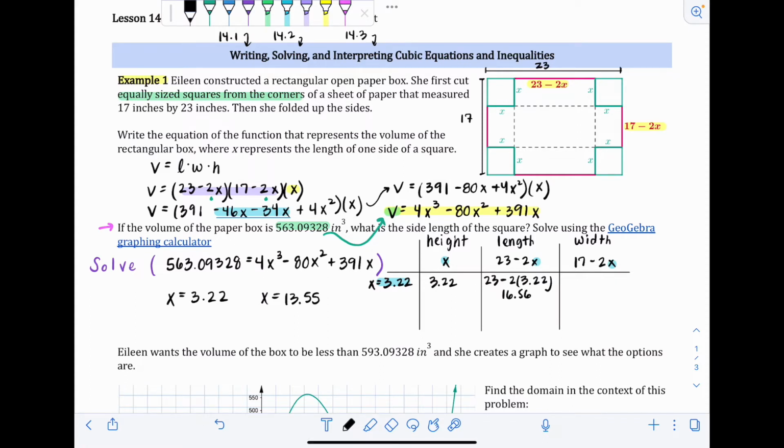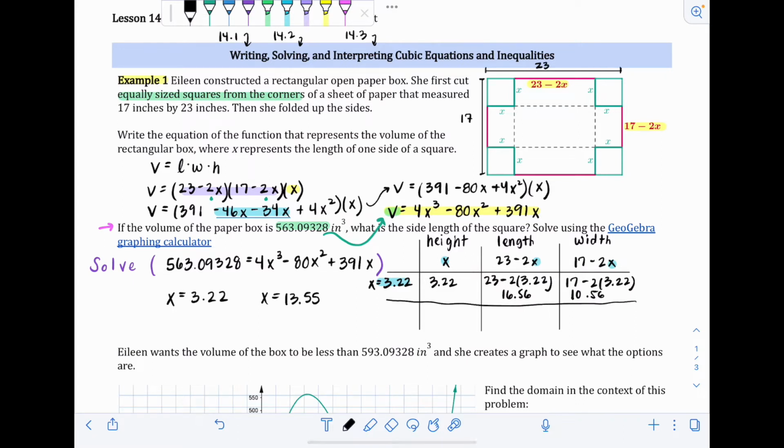So the length is 16.56, and then we do the same thing with the width. So 17 minus 2 times 3.22, so minus 6.44. It's 10.56. So there's nothing that's a blatant issue here, so we're good. I'm going to fix that 10, it doesn't really look like a 10. It's a little bit better.